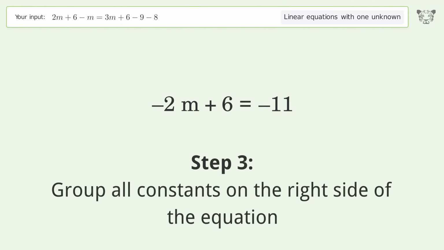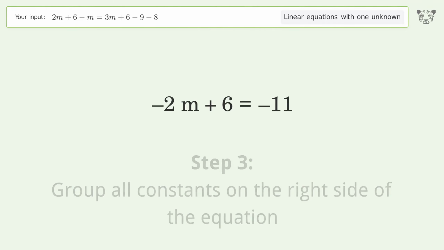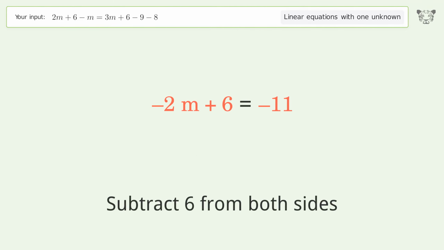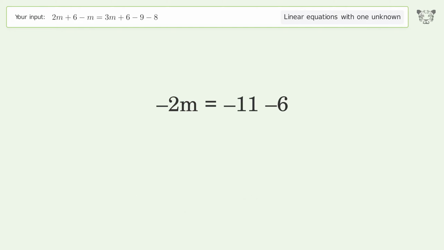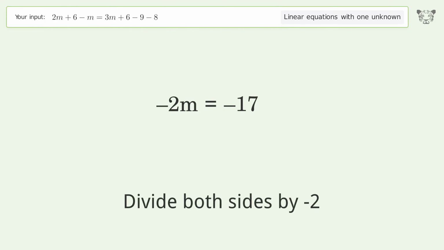Group all constants on the right side of the equation. Subtract 6 from both sides. Simplify the arithmetic. Isolate the m. Divide both sides by -2.